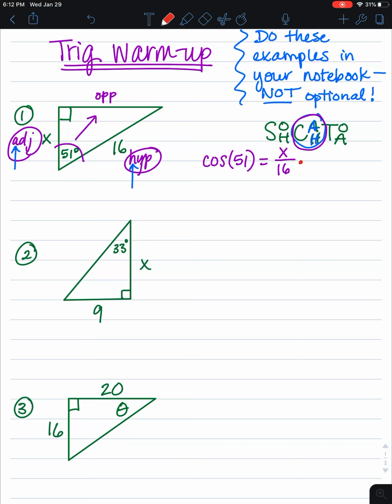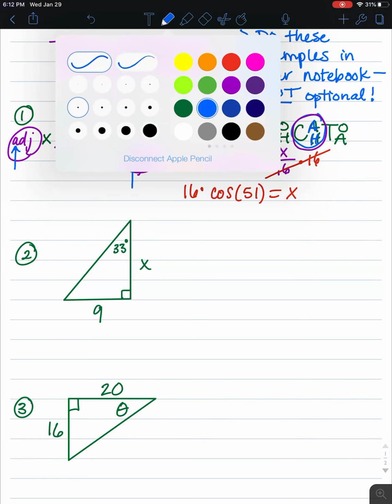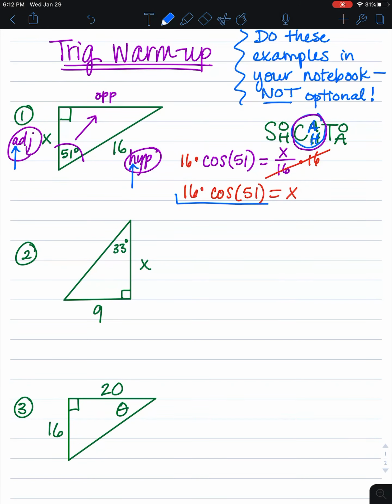So I'm going to multiply by 16. I'm going to multiply this by 16. That'll cancel it out on the right. And then on the left you have 16 times cosine of 51 equals x. So now all that's left is to simply type this exactly as it appears in your calculator.